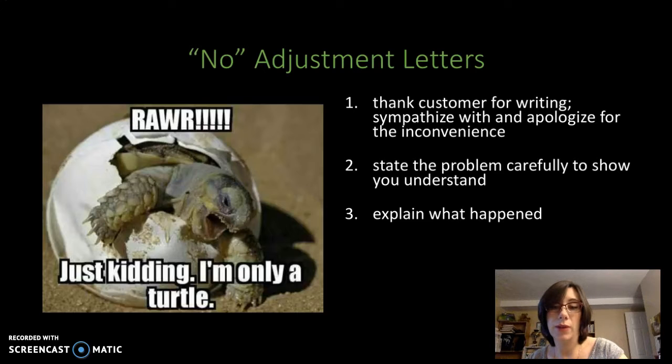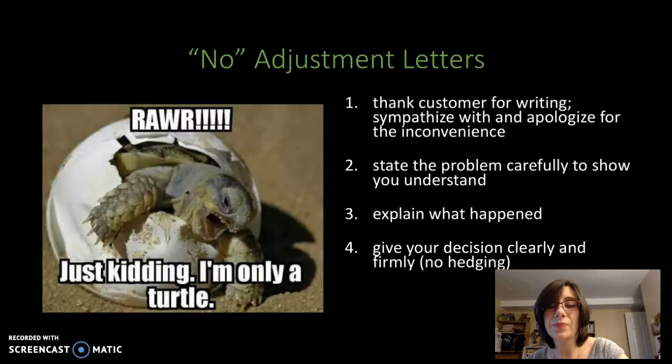And then you want to explain what happened. So if someone's hair turned green, why? If some dog came back from a walk with a scrape, what happened? How can it not happen? How have you made sure it will not happen again?